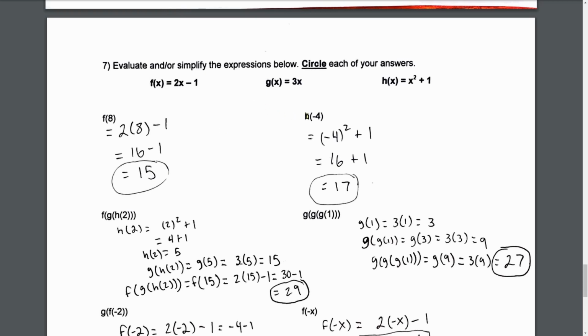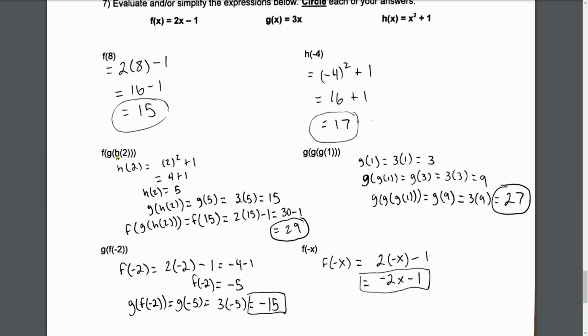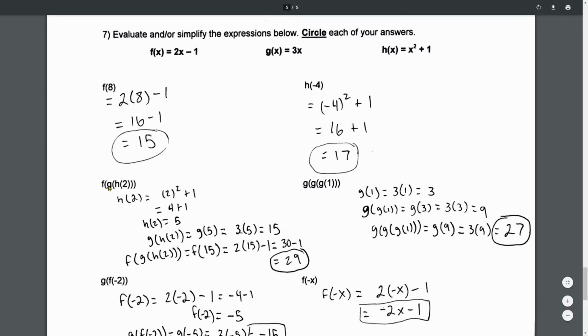For h of negative 4, we're looking at this formula, and we're plugging in negative 4 for the x value. So we get negative 4 squared plus 1. That equals 16 plus 1, and that equals 17. So now we have this weird formula here, f of g of h of 2. So this looks confusing, but let's take it one step at a time. As you can see, we kind of have to work backwards for this. Our first step is we have to find h of 2.